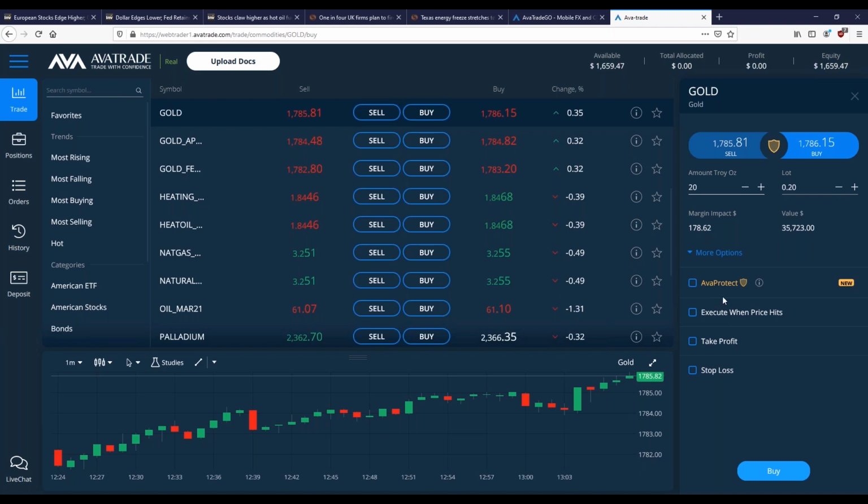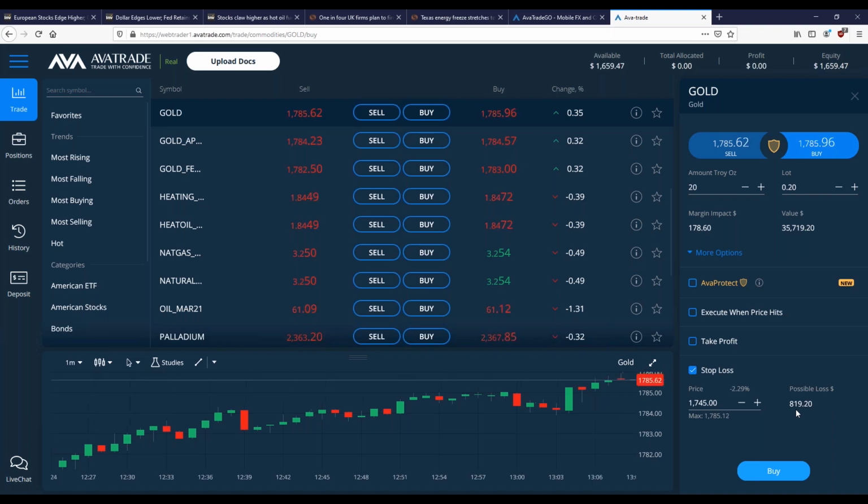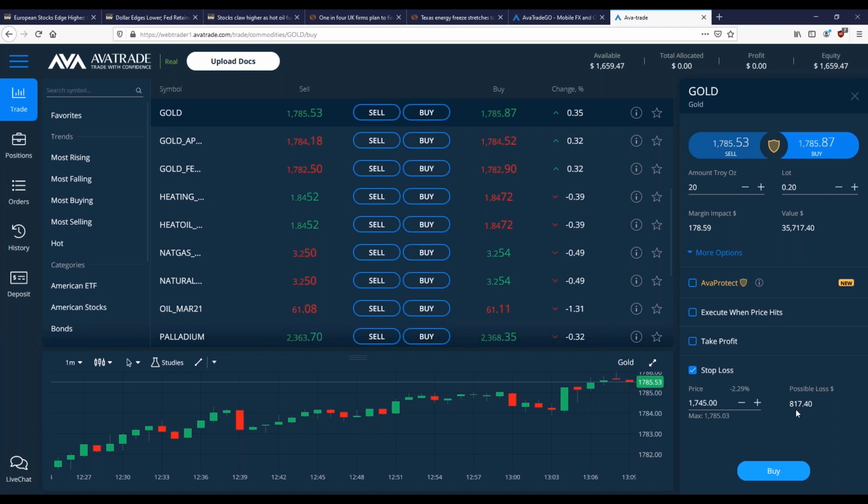I go in, and if I want AvaProtect or to program my take profit or stop loss, let's do the stop loss first. So if the price now is at 1785, maybe I believe it's not going to drop below 1750. So maybe I put 1745 as my stop loss. And then I look and I say, oh, here's my possible loss, 820 or so to that stop loss if I bought right now. And maybe I look and I say, wow, that's like 50% of my balance. And I decide, okay, I don't want to risk 50% of my balance. I'm glad I checked the stop loss.